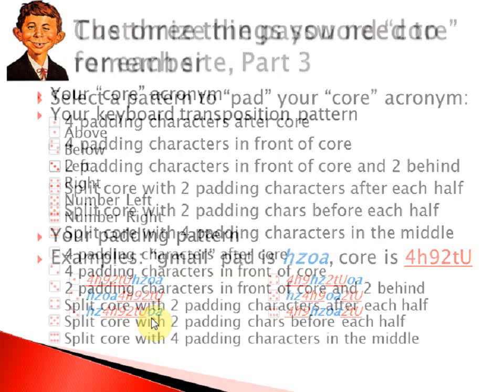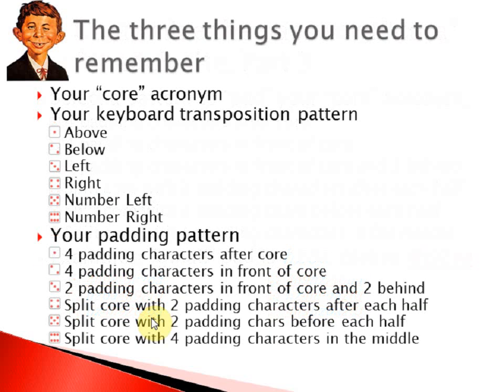Okay, now that you've written those down, let's recount what we've got here. There are only 3 things you need to remember to have a strong password that's easy to remember, can't be reverse engineered, and is unique to every site. The first one is your core acronym, which hopefully you've got on the pad of paper with you. The next one is your keyboard transposition pattern. Above, below, left, right, the number to the left or the number to the right. And the next is your padding pattern. So, go ahead and write these things down.